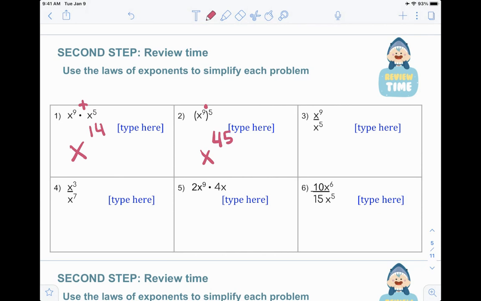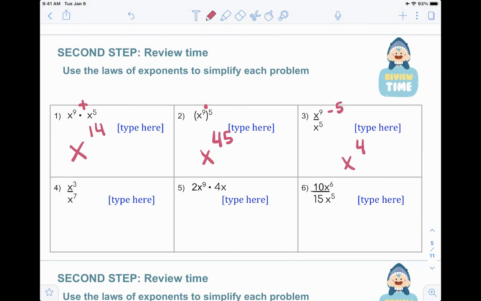And in problem number 3, we're dividing and bases are the same, so we subtract the exponents. And we always want to do our subtraction where the larger exponent is. In this case, 9 is greater than 5, so we're going to subtract in the numerator. And 9 minus 5 is 4, so we have x to the 4th power. So if you look at these problems, they were all very similar in numbers and variable, but each of them represented a different law of exponents.